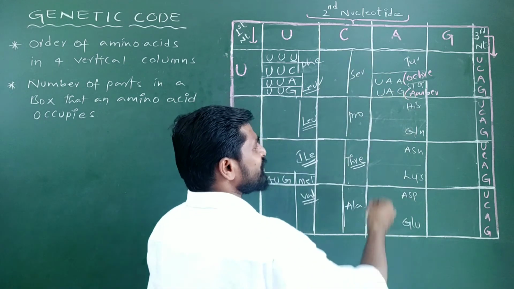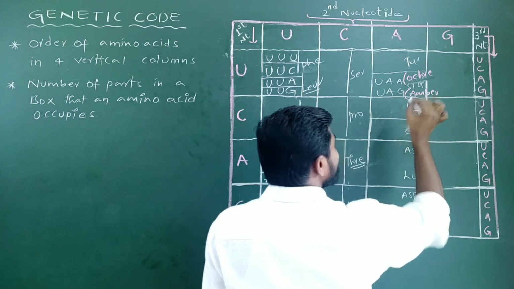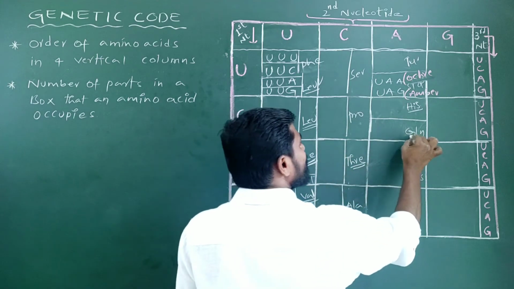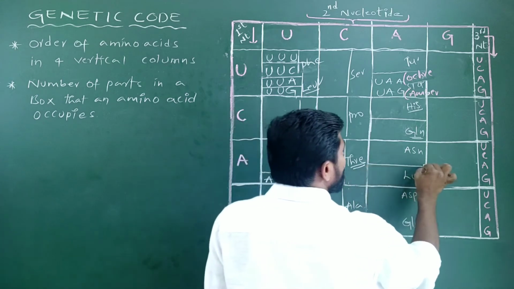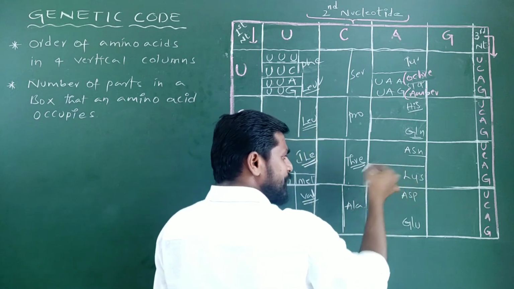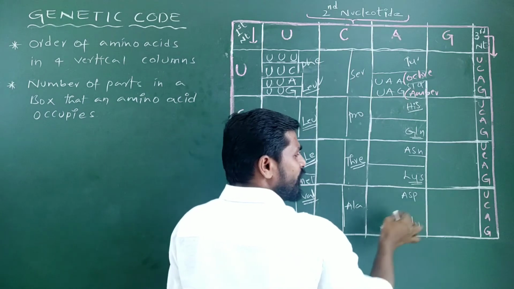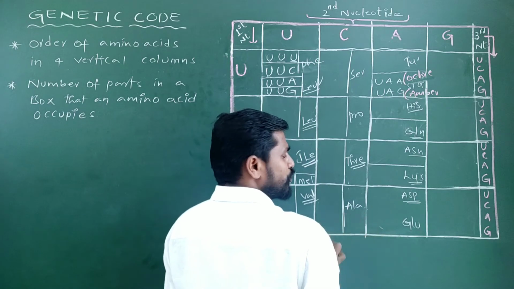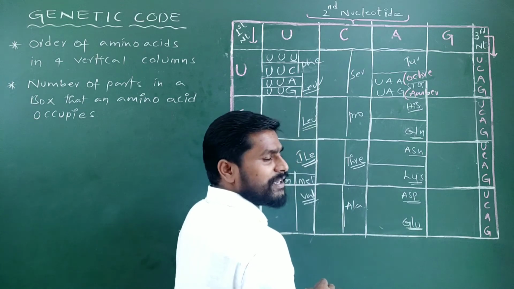And if you come to the second box, the first half of the second box is occupied by the amino acid histidine, and the second half of the second box of the third vertical column is occupied by glutamine. In the third box, the first half is occupied by asparagine and the second half is occupied by lysine. In the fourth box, the first half is occupied by aspartic acid, and the second half of this fourth box is occupied by glutamic acid.